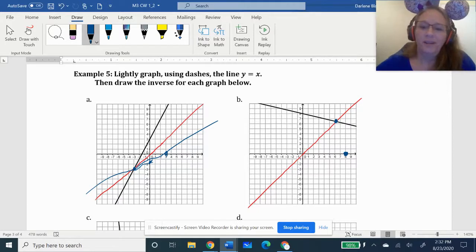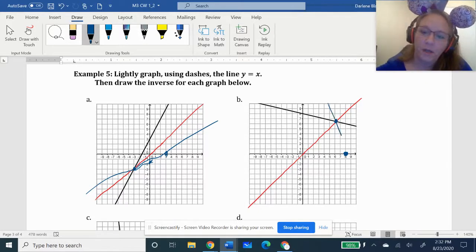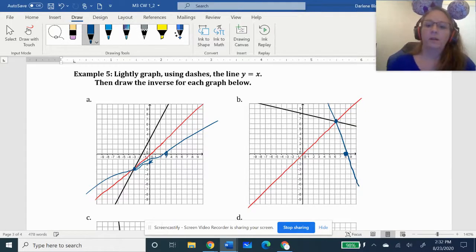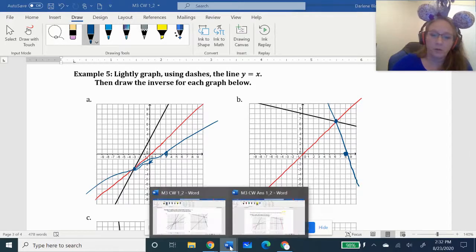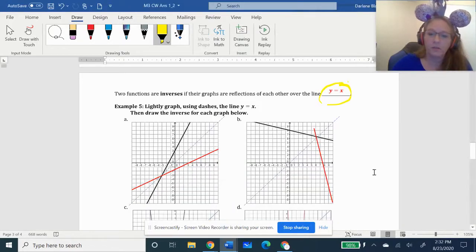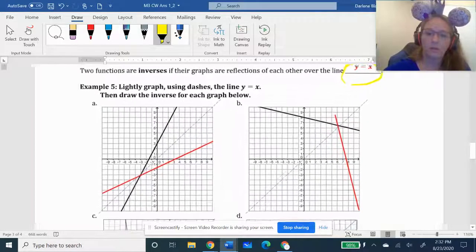Now, if you're just drawing a line, all you need are 2 points. You got 2 points now. So connect the dots. And voila. Let me show you what the answer should look like in a nicer version. There we go.